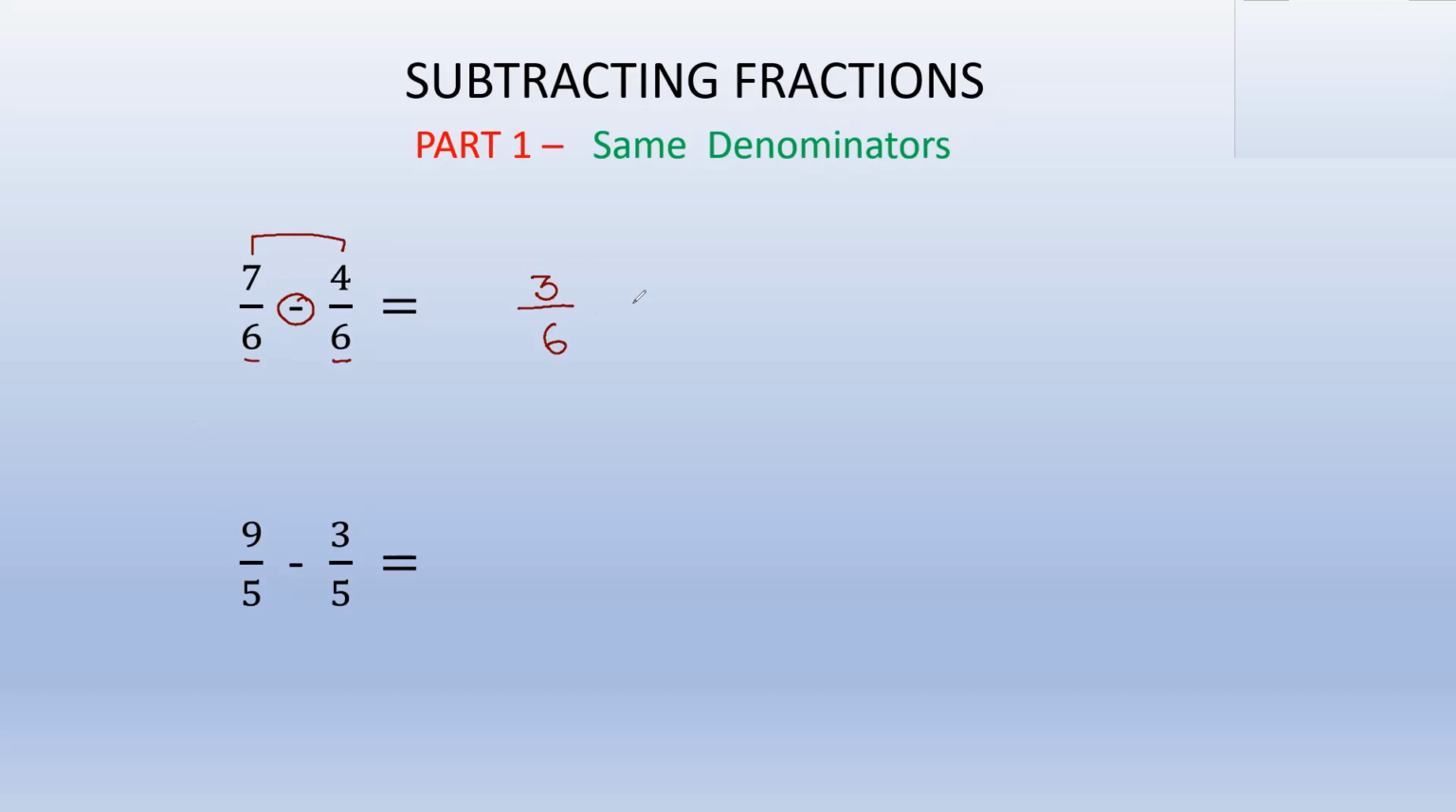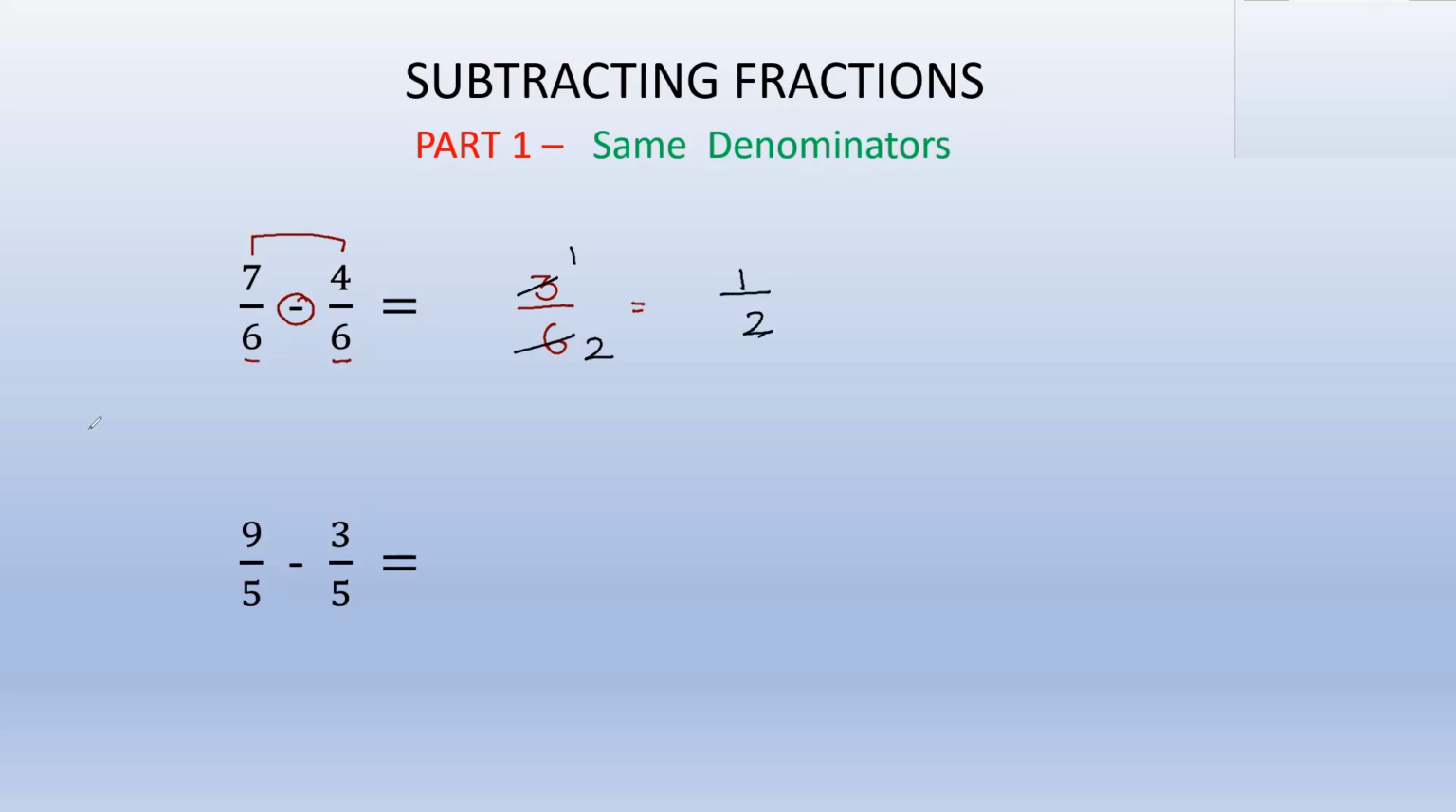Now also understand that we will not stop here. We will reduce this to the simplest form. Now what is the simplest form? If the numerator and denominator come in the table of a common number, we divide by that number. So 3 and 6 come in the table of 3, so we cancel them out. 3 ones are 3 and 3 twos are 6. So the answer becomes 1 by 2.